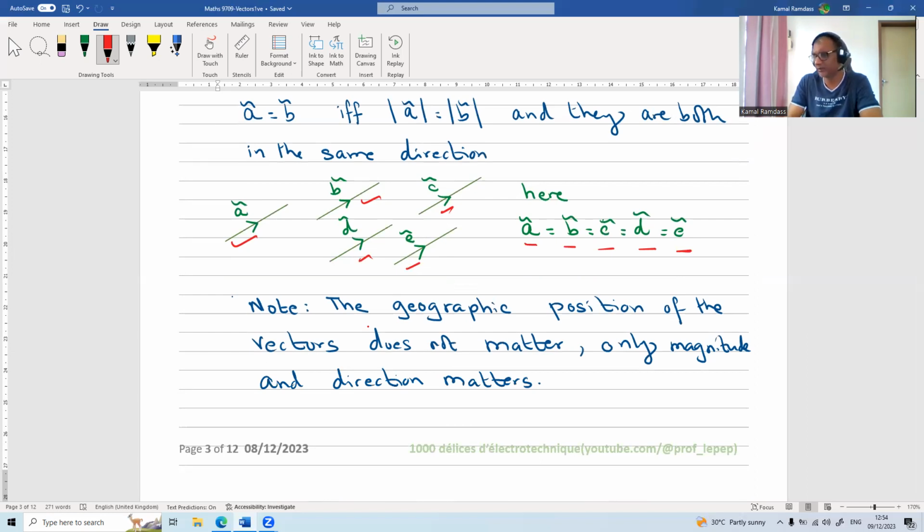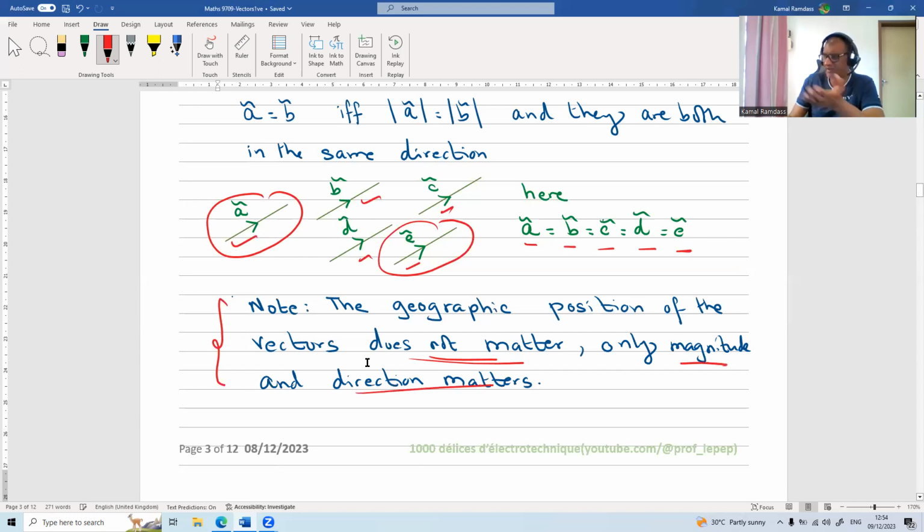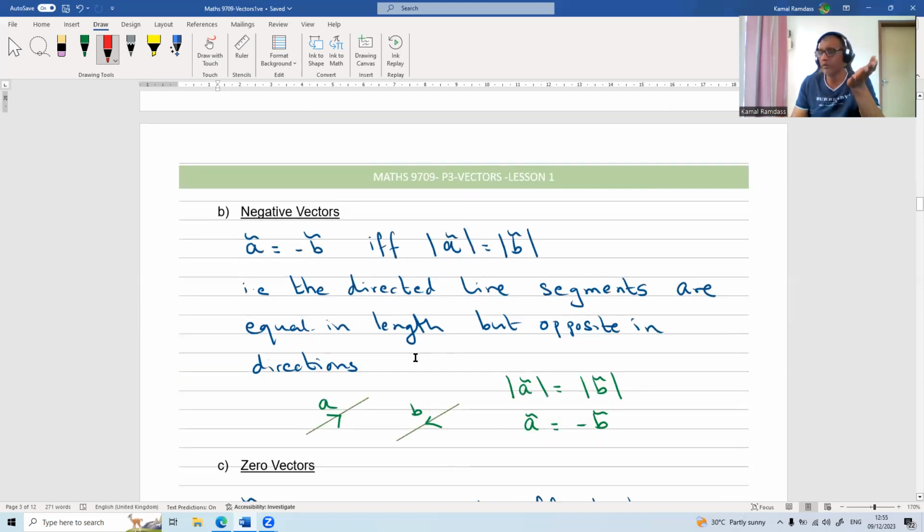Et là, vous mettez une note, vous dites que the geographic position of vectors doesn't matter. Only magnitude and direction matters. OK? Ce type de vecteurs, the geographic position doesn't matter, only the magnitude and direction matters. Ça veut dire, si je peux appliquer la force de 10 newtons in the north direction, je peux appliquer la force de 10 newtons in the north direction, they are equivalent vectors, force vectors.